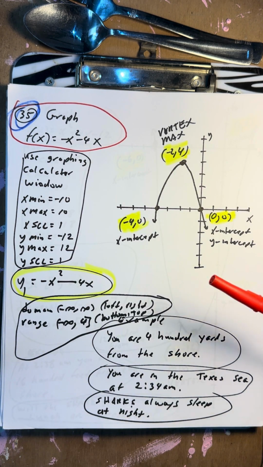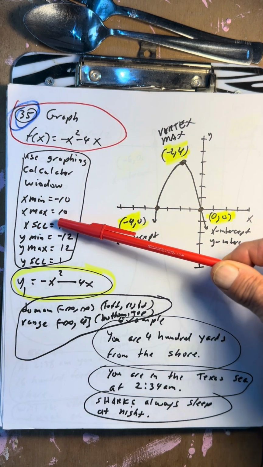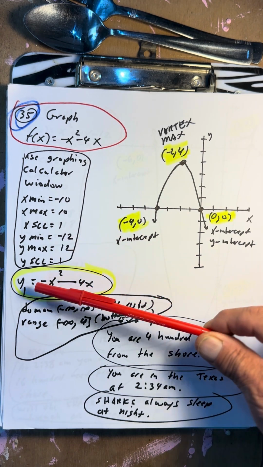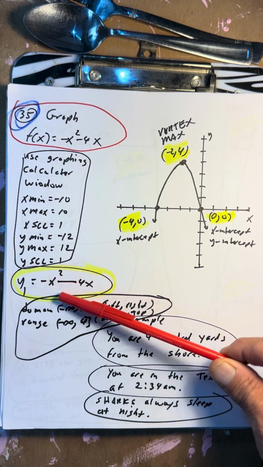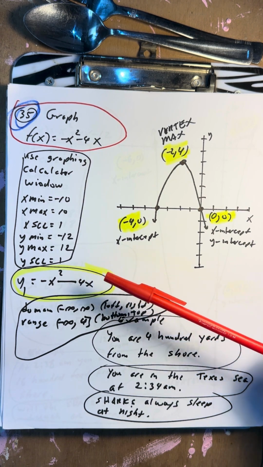This one, the graph. I will use a graphing calculator, and I'll set the windows at negative 10 and 10, and the scale is 1, negative 12 and 12, and scale is 1. Okay, set it like that. Put this in the calculator just like this. Once you put this in there, it will give you the answers.